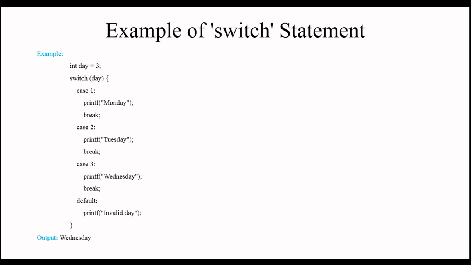Now let us see an example of these switch case statements. Suppose we have taken an integer day equal to 3. This switch case statement will check the value of the day. If the value of the day is 1, the system will print Monday. If the value is 2, then it will print Tuesday. If the value is 3, it will print Wednesday, and so on. And if the number is invalid, meaning we have entered a number which is not present in any of the cases, then it will print invalid day. So in our case we have entered day as 3, so it will print Wednesday.